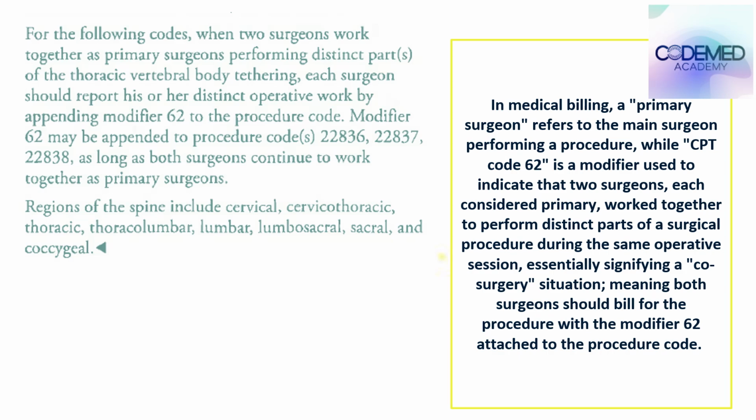So whenever there is a very big surgery that is happening, there are two surgeons who play the main role, and both are called a primary surgeon, because there is one assistant surgeon also who does a very small or lesser work, but both primary surgeons will have the same role, and whenever they do the surgery they will put a modifier 62 on their procedure code.